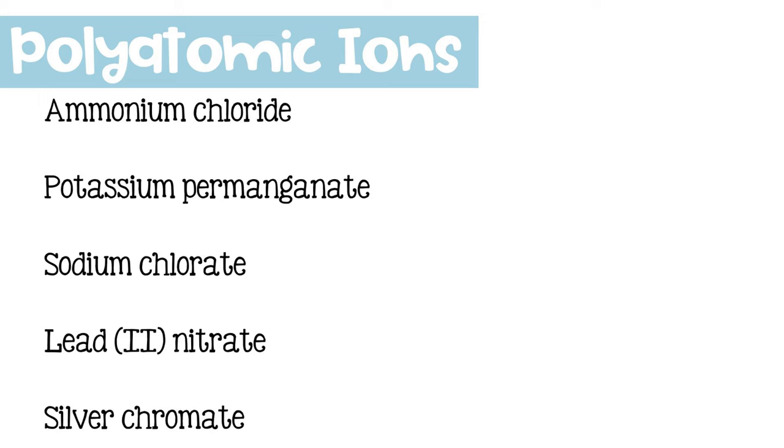Let's try going the other way. Here we have the name ammonium chloride. Ammonium is on the polyatomic chart as NH4 plus 1, and chloride is chlorine, which is Cl and has a -1 charge. So when you crisscross the charges, you get NH4Cl.